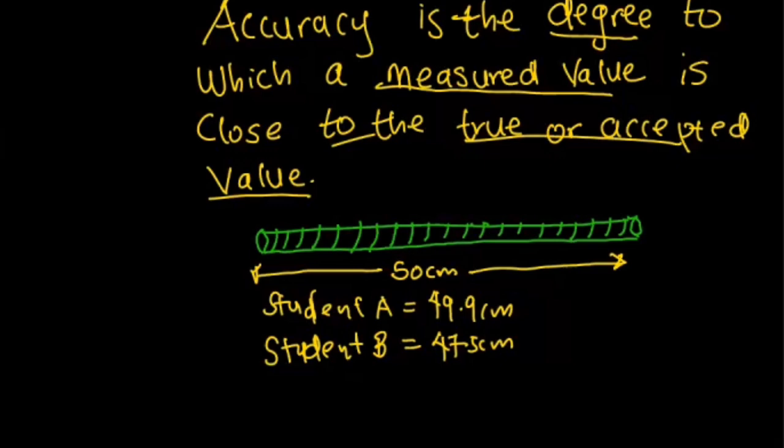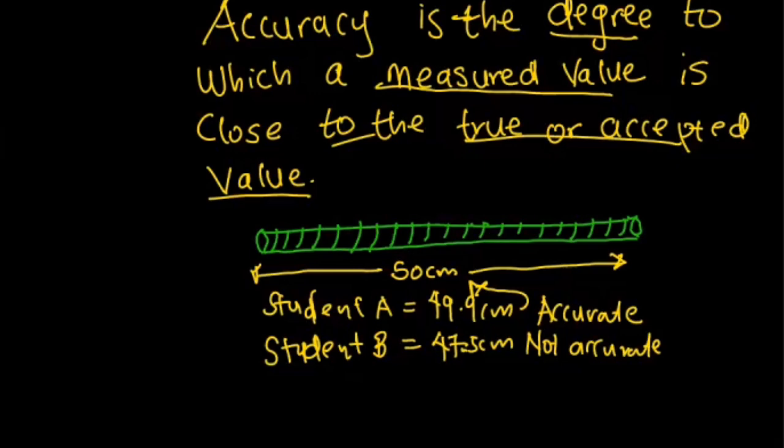Now looking at their measurements, the measurement for student A, 49.9, is close to 50 centimeters. So I can say that this measurement is accurate. But the measurement obtained by student B is 47.5, which is far from 50 centimeters. So this measurement is not accurate. What we are saying in essence is: how close is the measured value to the true value? If it is very close, we can say that measurement is accurate, but if it is far, we can say that measurement is not accurate.